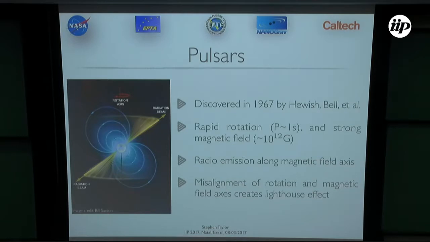They emit radio waves along their magnetic field axis. The magnetic field axis can be offset from the rotational axis, which means you get a lighthouse effect. Whenever the radiation beam sweeps into the line of sight of our radio telescopes, we register a pulse of radiation, and that's why we call them pulsars.